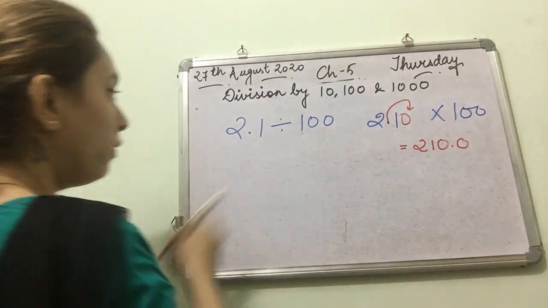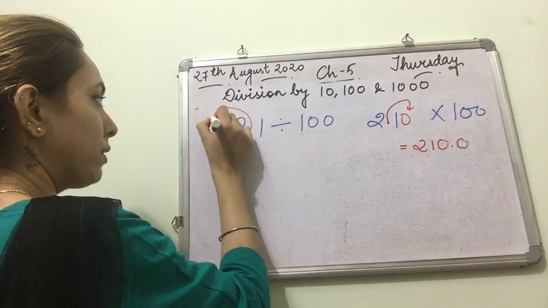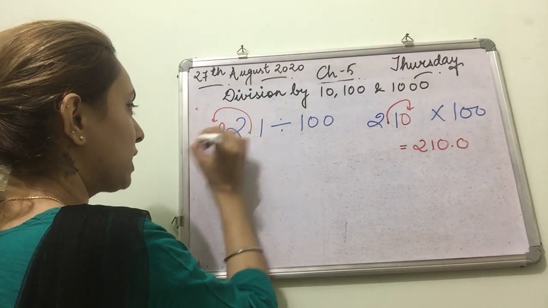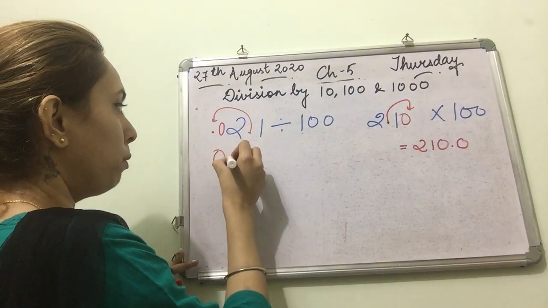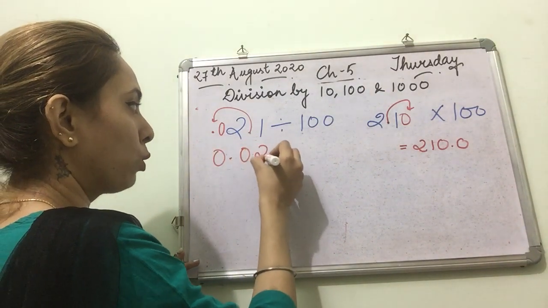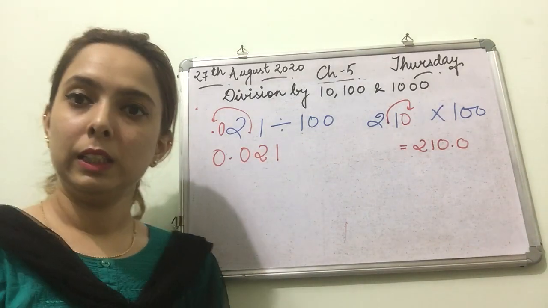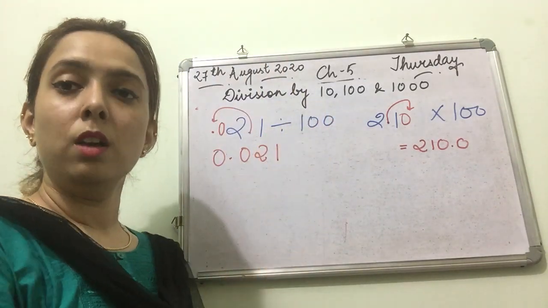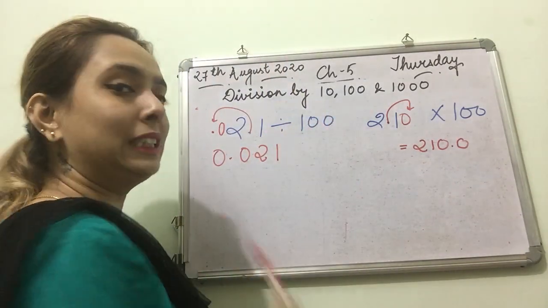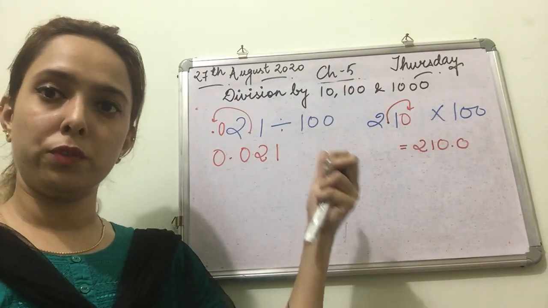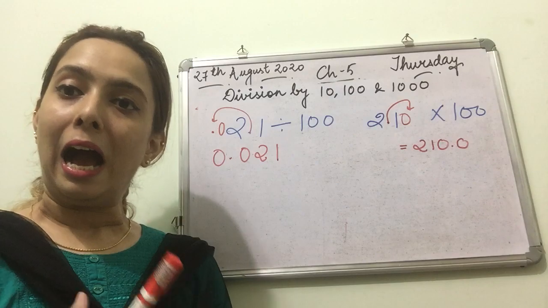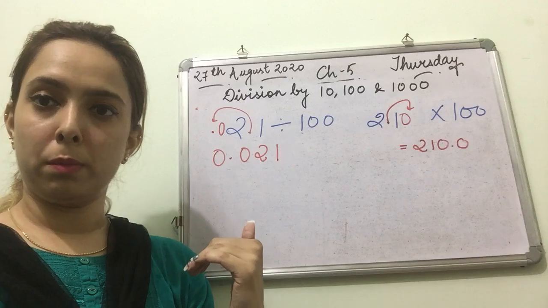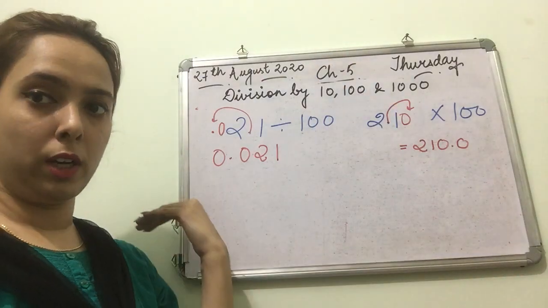In the division case, we will shift towards the left side. Here we have only one number, so we have to add a 0 here and the decimal before it. So our answer will be 0.021. See, it is very simple. Shifting of the decimal depends on zeros. If here we have only 10, we will shift the decimal towards the left before one number. If it is 100, before two numbers. If it is 1000, before three numbers.